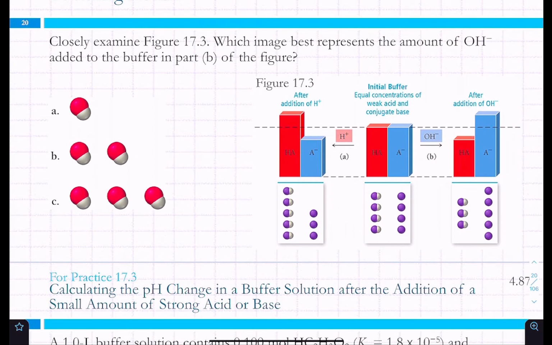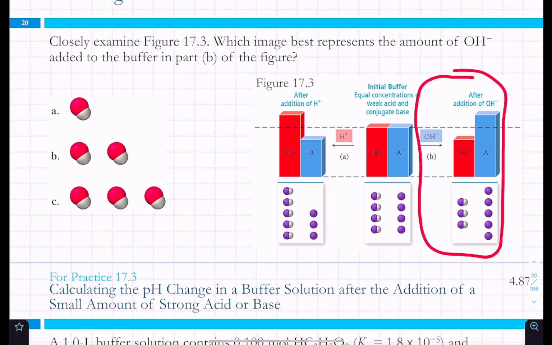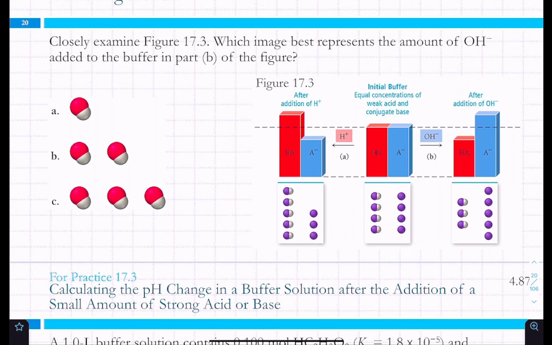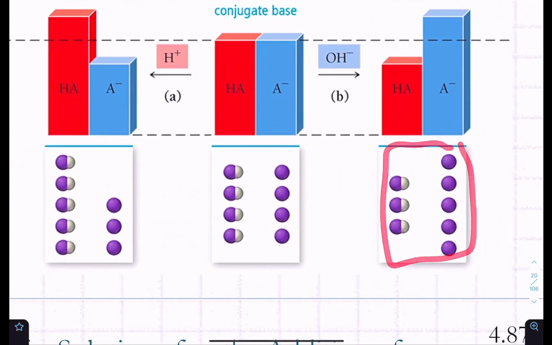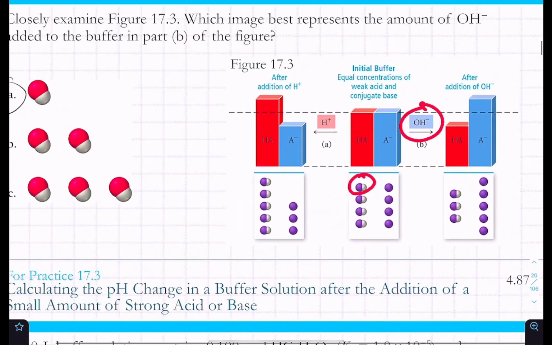So which image best represents the amount of hydroxide added to the buffer in part B of the figure? So on this side. How much hydroxide was added? Just 1. If you're just counting these, it might look like 2 are added. But that's just because 1 was taken from the acid and added to the base. So it's a net switch between those absolute numbers of 2. One decreases by 1, the other one increases by 1. But it is just one of these being converted. Right? So that means that there was 1 base molecule added.